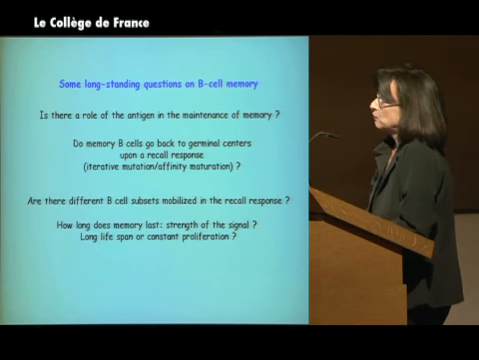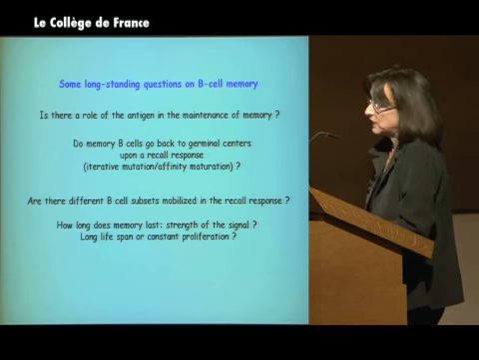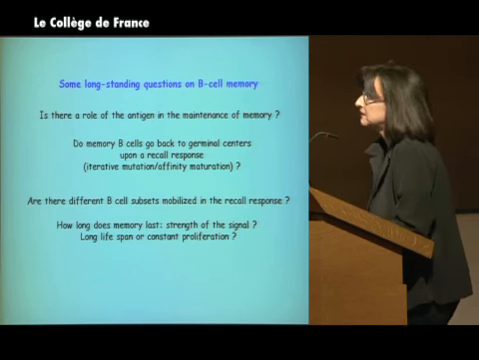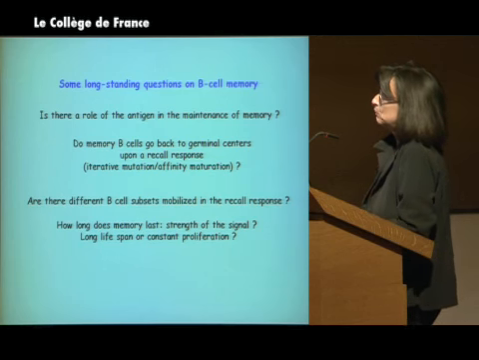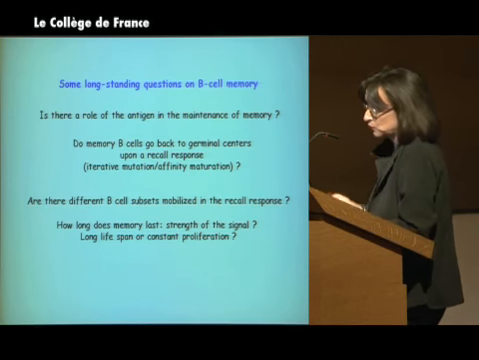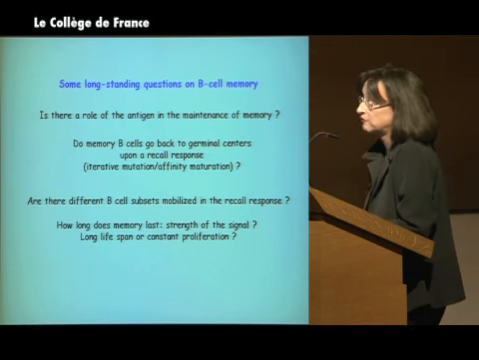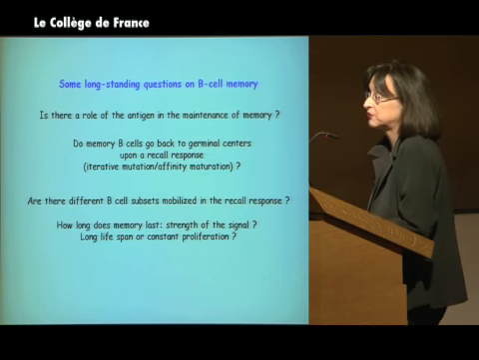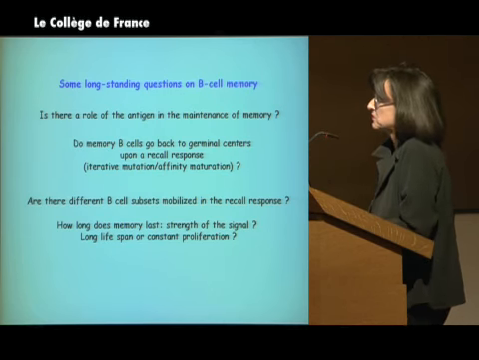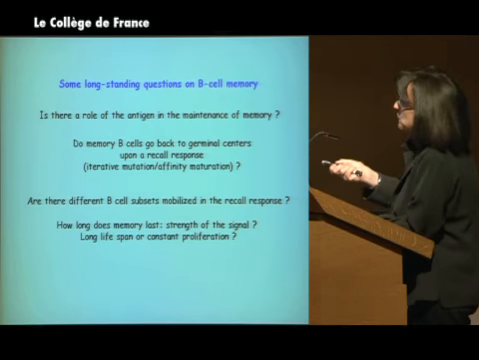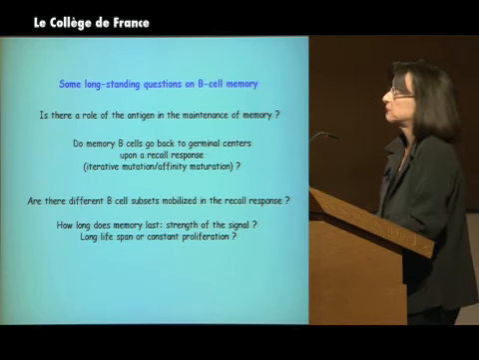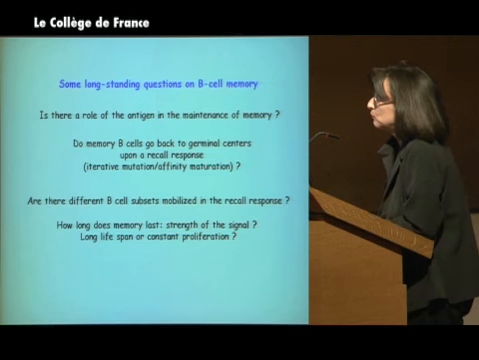Of course, the work of Klaus Rajewski has shown that you don't strictly need the antigen, but it doesn't prevent the antigen from having a specific role in specific types of memory. There is another way to state the same question: for how long is the antigen deposited on the follicular dendritic cell network after an immunization? The second issue that has been controversial for many years is whether memory B cells go back to germinal center upon a recall response.